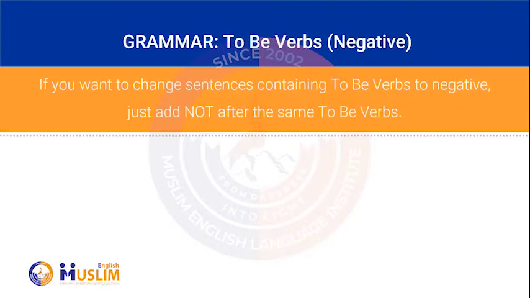If you want to change sentences containing to be verbs to negative, just add not after the same to be verbs.